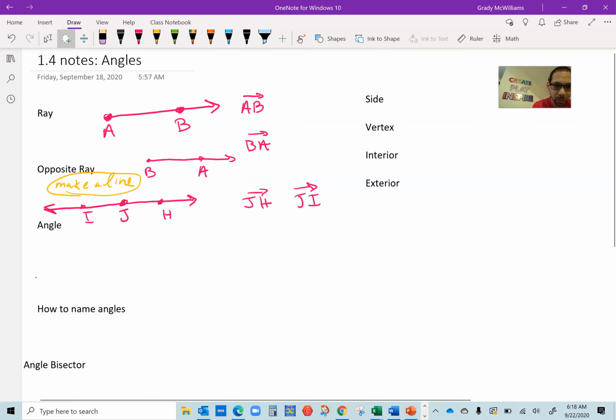Okay, so I changed the color on that thing. Having little problems there.